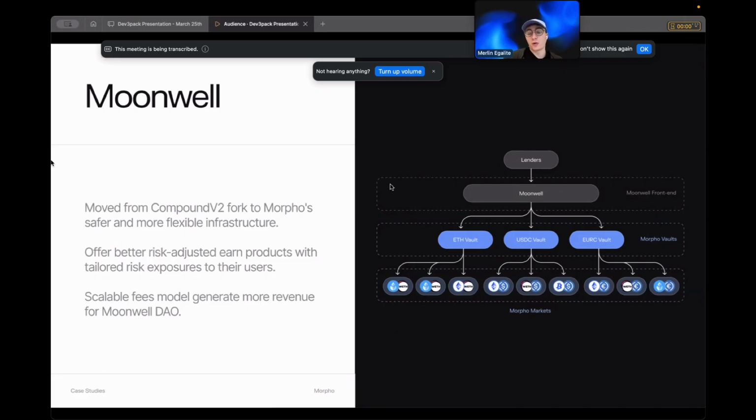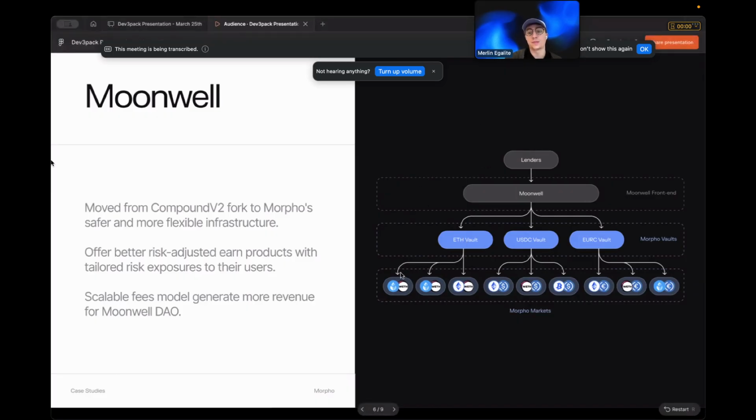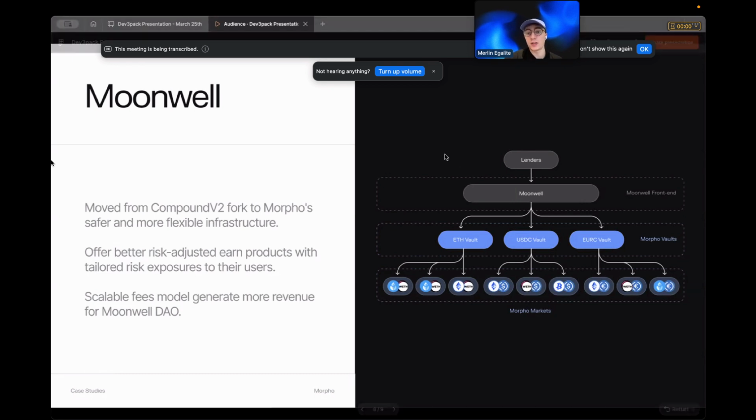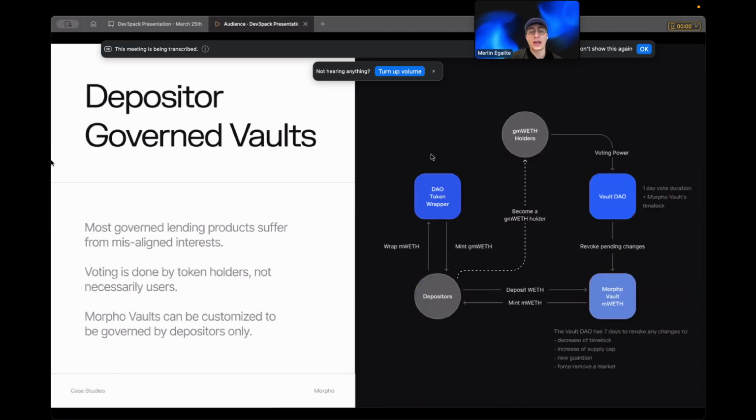And there's a final role, which is the guardian, and as the name says, it's here to protect users. So let's say there's a new market, a scammy market, that is submitted at the vault level, and users don't want that market to be listed. Then the guardian can be set at the vault level, and the guardian can revoke that action.